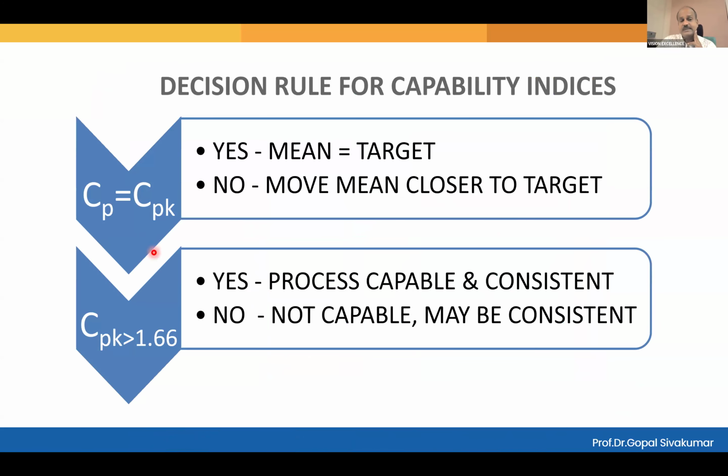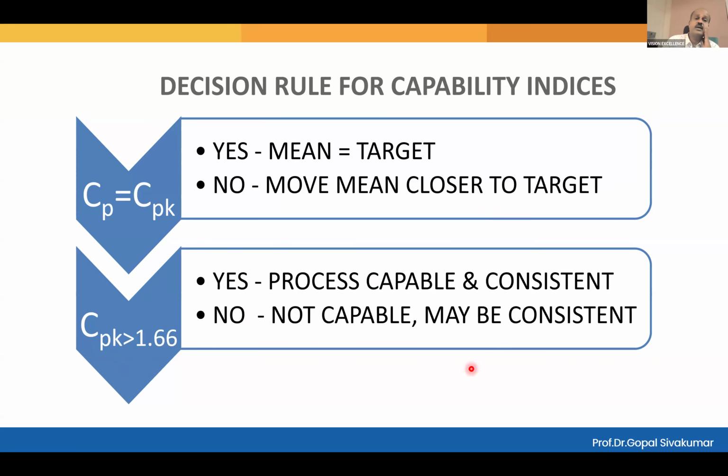So now, whenever CP is found to be equal to CPK, you can understand your process is centered properly, no shift. But if CP is not equal to CPK, what does it infer? The process got shifted. So you have to move the mean closer to the target. You do something at your process so that the statistical mean can move closer to the target. And if CPK is more than 1.67, if the condition is satisfied, the process is capable as well as consistent. But if this condition is not satisfied, your process is not capable, but still may be consistent.